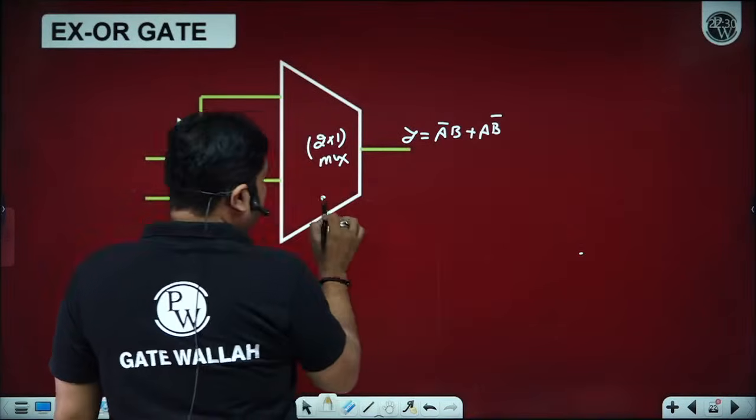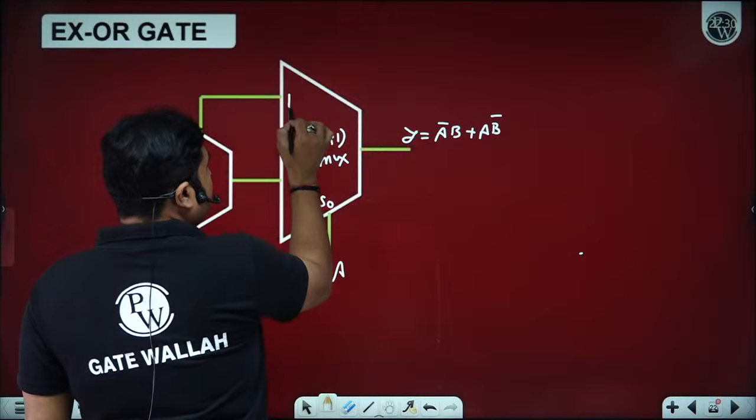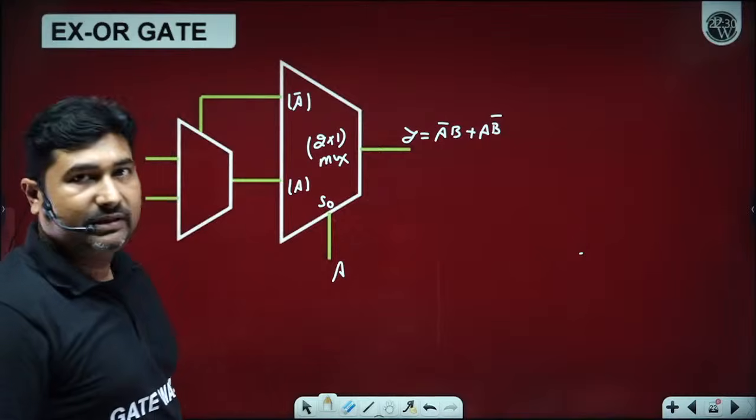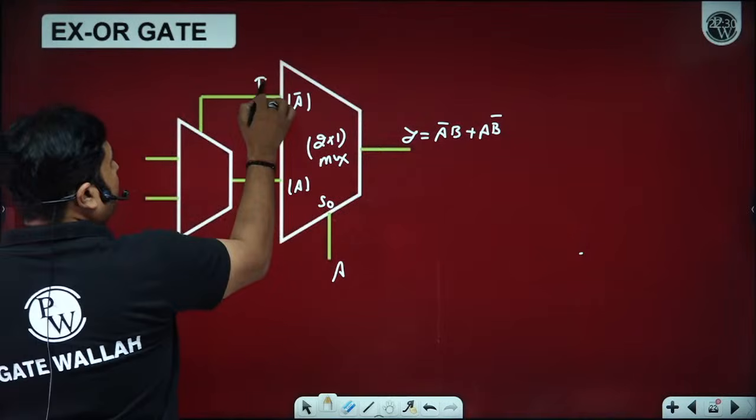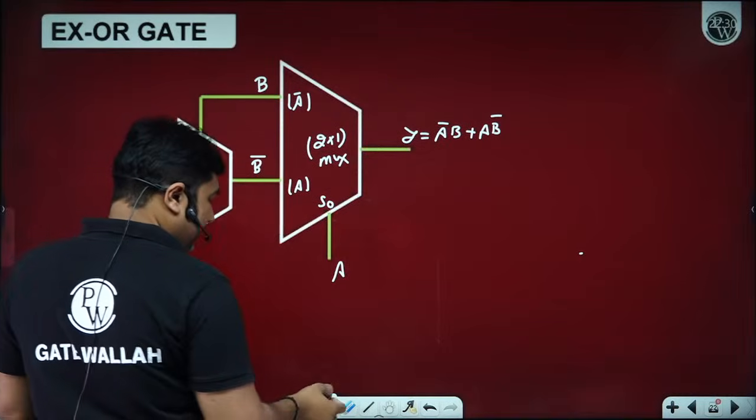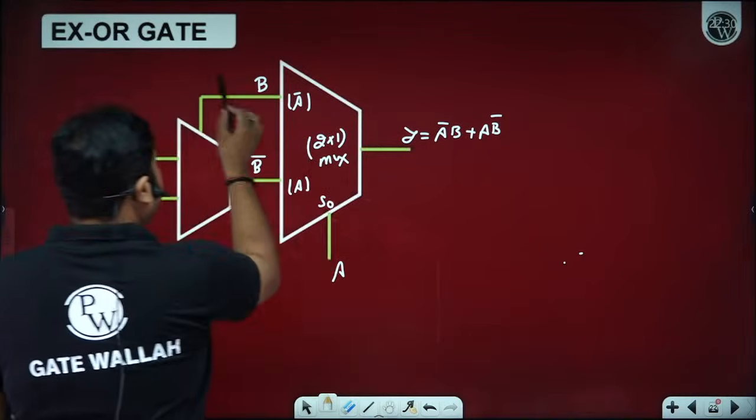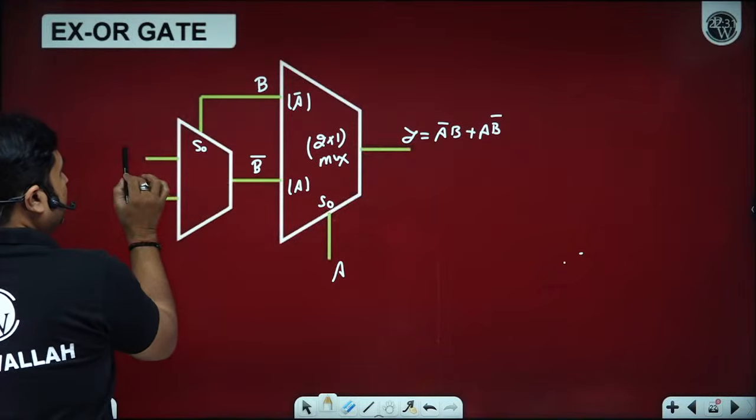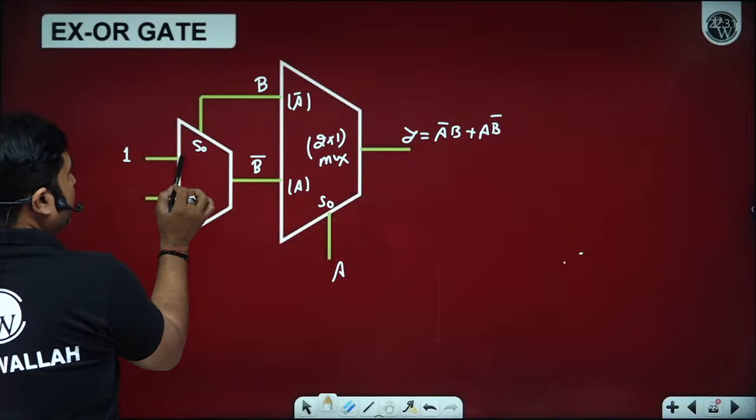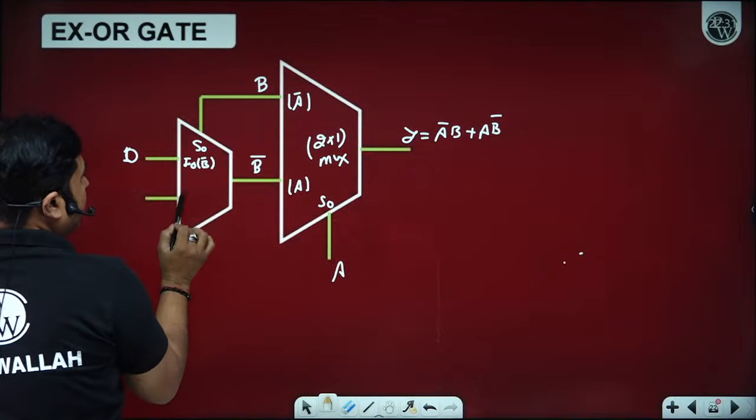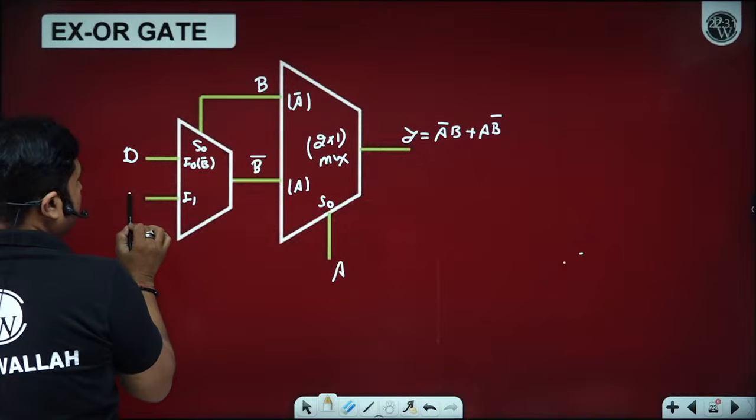So if I put A onto the select line, because of the select line action, we have A bar and A available on the I0 and I1 pins. On A bar we have to apply B, and on A we have to apply B bar. So how will you get B bar? We get B bar if onto the select line we have B, then on the I0 pin we get B bar, and on the I1 pin we get B.